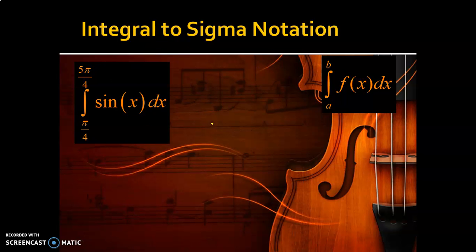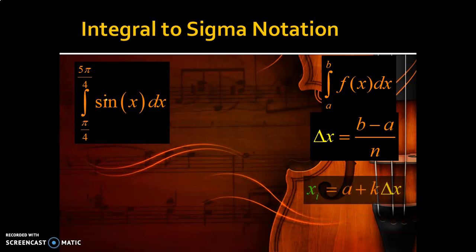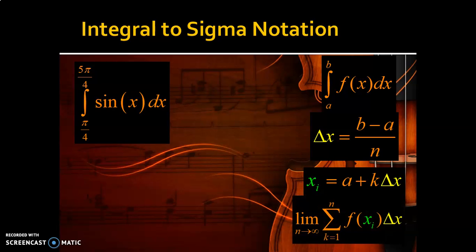All right, and I think you guys should try to do this one on your own if you're understanding things so far. Otherwise, you can just watch me go through it. So either hit pause and try it, or here we go. So a and b are the limits. So I'm going to find delta x first. Delta x equals 5 pi over 4 minus pi over 4 divided by n. I'm going to simplify that a little bit. That would be 4 pi over 4, which is just pi divided by n.